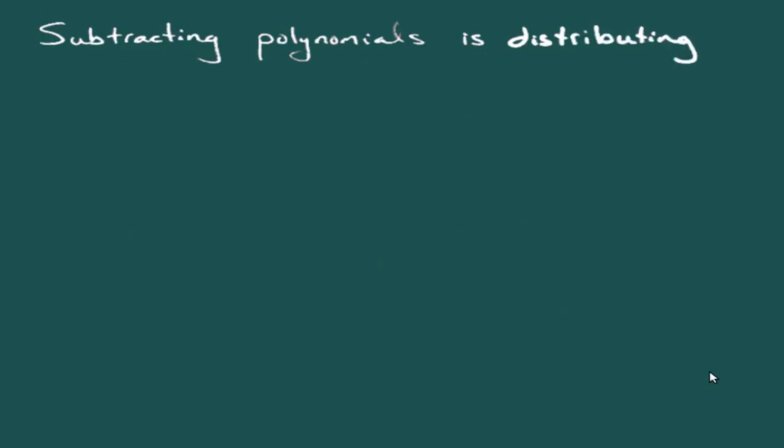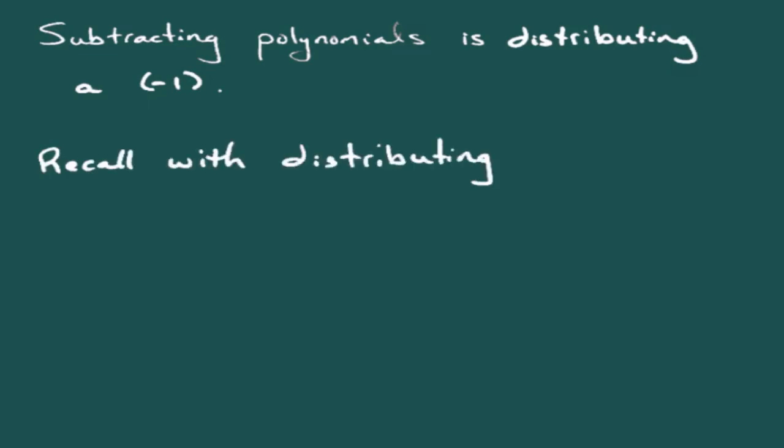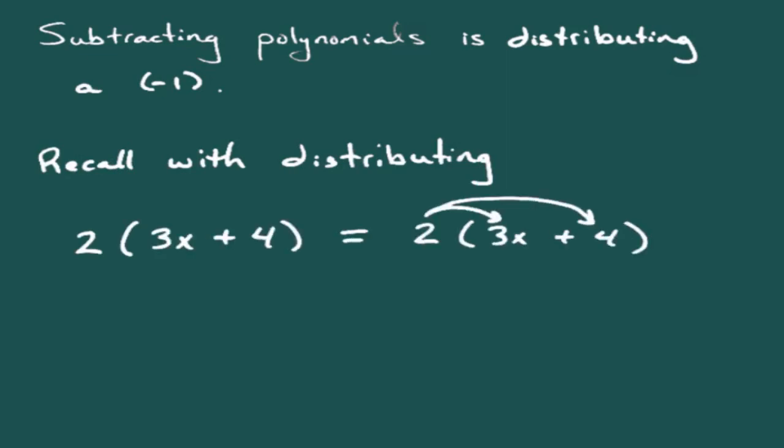And so when we are subtracting polynomials, what subtracting polynomials really is nothing more than distributing a negative 1. And remember, when we're distributing something, if we had something like 2 times the quantity 3x plus 4, the distributive property says that that's going to be 2 times the 3x, and the 2 is going to get distributed to the 4, so that we've got 2 times our 3x plus our 2 times the 4. Now the 2 times the 3x just gives us 6x. 2 times 4 gives us 8, so our final answer is just 6x plus 8.